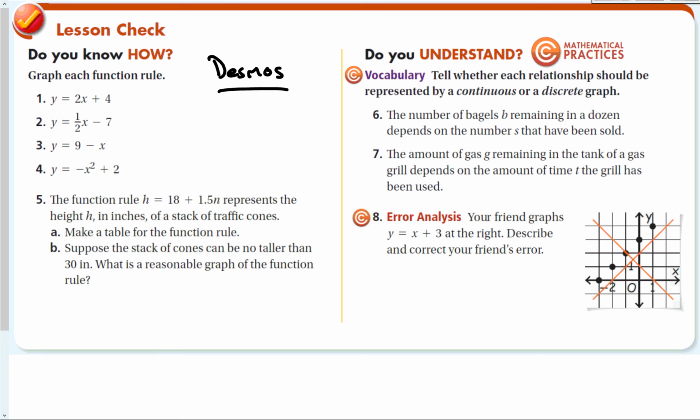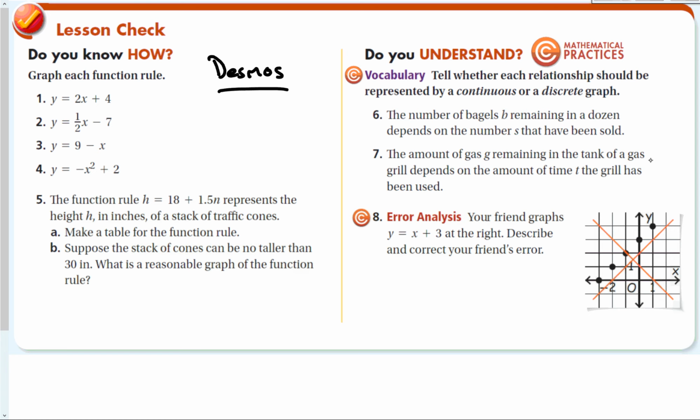So for that one, when I graph the function, I'm going to get a nice little line, but this is going to be a discrete function because I can't split the cones up into different parts. Here are better problems. Tell whether the relationship is represented by a continuous or discrete graph. The number of bagels remaining in a dozen depends on the number that had been sold. Usually, stores don't sell you half a bagel, so this is going to be discrete.